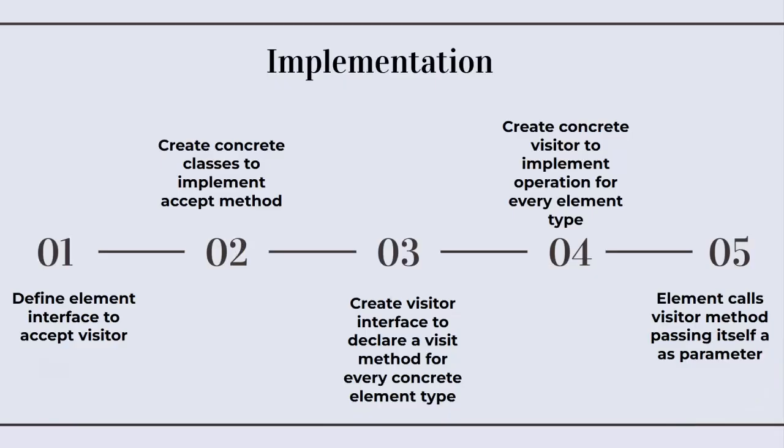So implementing this design pattern, you first start with defining the element interface, which will accept the visitor. Next, you will create concrete classes, which will implement the accept methods. And then we're going to create the visitor interface to declare a visit method for every concrete element type. And then we're going to create the concrete visitor to implement operations for every element type, tailored to those element types. And the element will call the visitor method passing itself as a parameter.